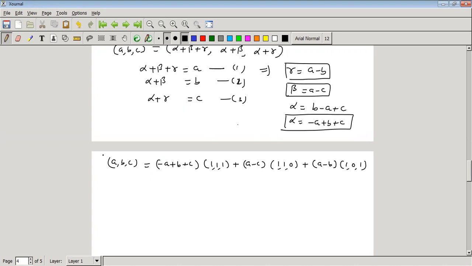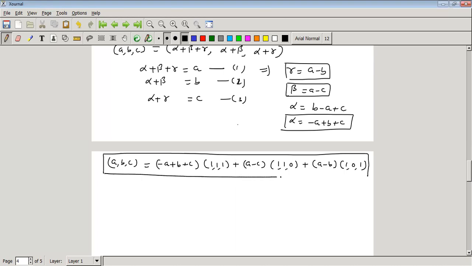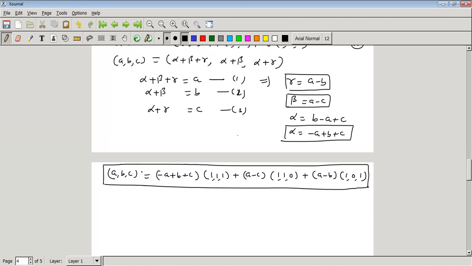plus gamma, a minus b, into (1,0,1). So if you give any element, any vector in R3, then we can represent that vector as a linear combination of its basis. Right?